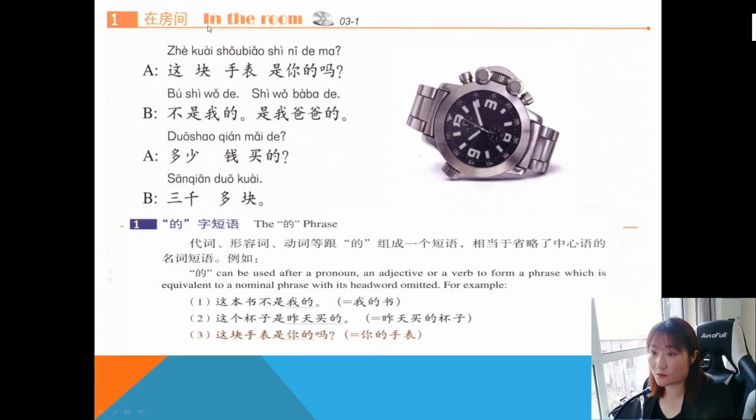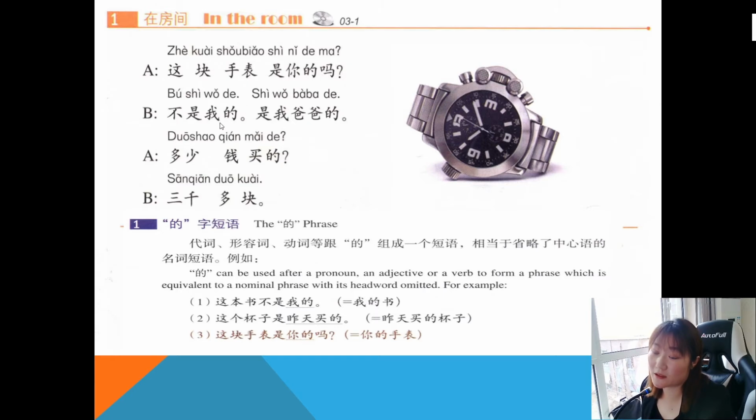To text 1, in the room, A: 这块手表是你的吗？Is this watch yours? B: 不是我的，是我爸爸的。It's not mine, it's my father's, right? A: 多少钱买的？How much did it cost? B: 3000多块。So more than 3,000 yuan.